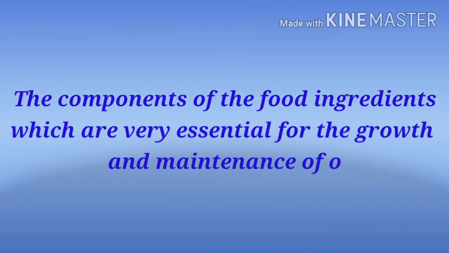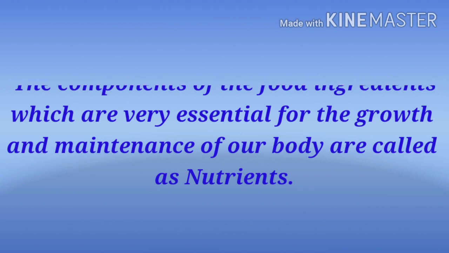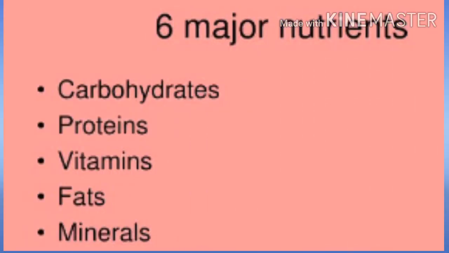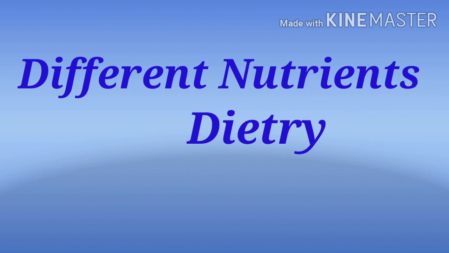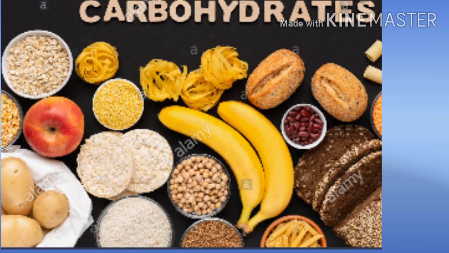The components of the food ingredients which are very essential for the growth and maintenance of our body are called nutrients. The major nutrients present in our food are carbohydrates, proteins, fats, vitamins and minerals. In addition to these nutrients, our food also contains dietary fibers and water. Now, let us have a brief discussion about different nutrients, dietary fibers and water and understand what they do for our body. First, let us discuss carbohydrates.